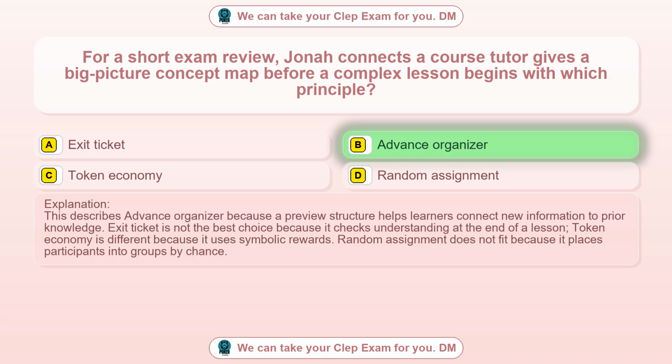This describes advance organizer because a preview structure helps learners connect new information to prior knowledge. Exit ticket is not the best choice because it checks understanding at the end of a lesson. Token economy is different because it uses symbolic rewards. Random assignment does not fit because it places participants into groups by chance.